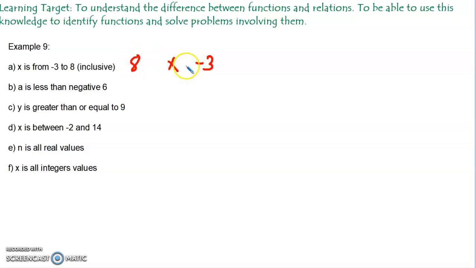Okay, if it's between those two numbers, it definitely has to be greater or equal to -3, and I'm putting that equal because it's inclusive, and less than or equal to 8. Okay, or you could write it as [-3, 8] with square brackets like this.